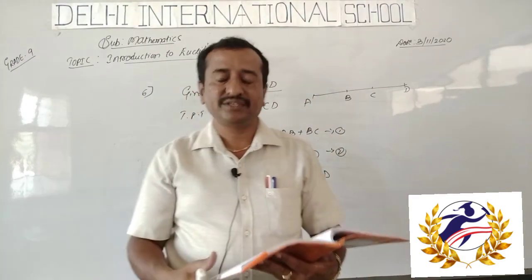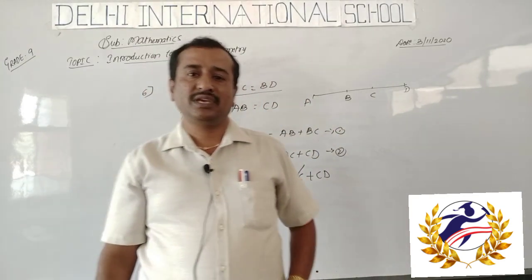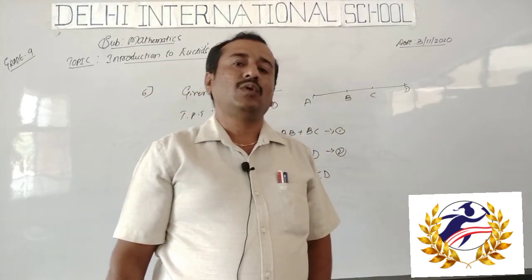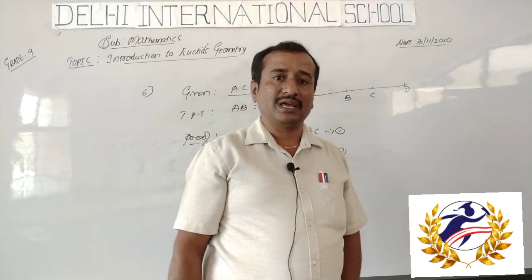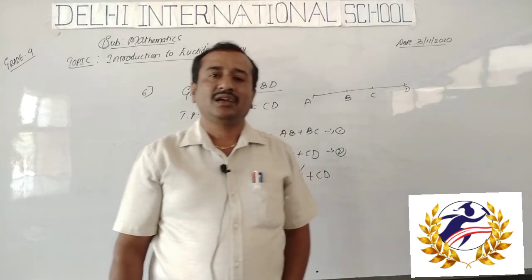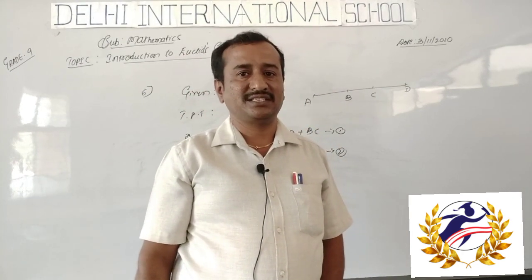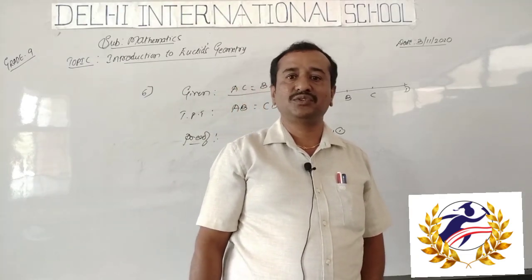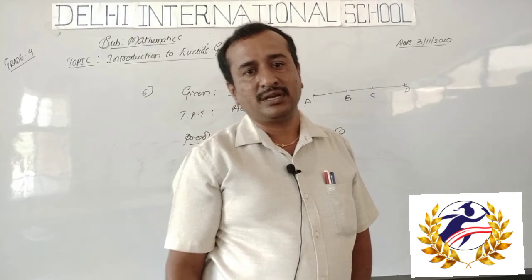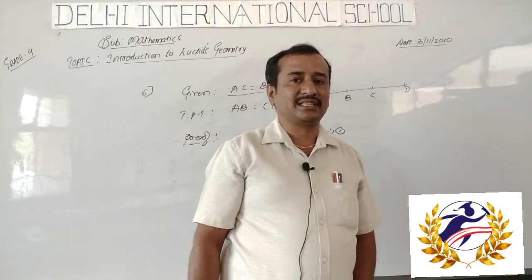So, in this lesson, what you have to concentrate on is: what are axioms? What are postulates? What is a point? What are lines? Also examples for axioms, or state any axioms. And there are 5 postulates, so read those 5 postulates. Among that, they may ask you to write any 2 postulates or 2 axioms.